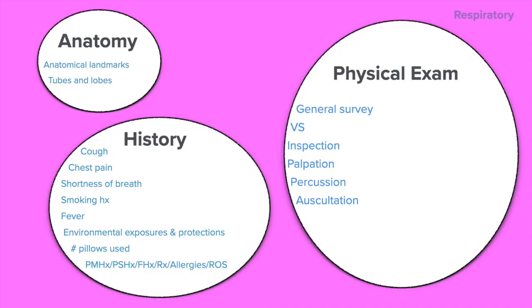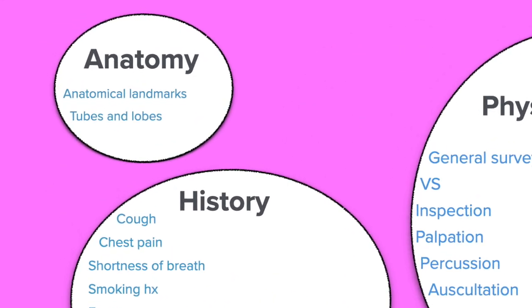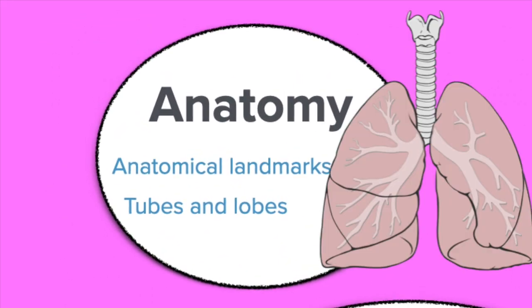Let's talk about assessment of the respiratory system and the thorax. During this module, we'll talk about anatomy, taking a history, and doing a physical exam on this body system. Let's start first with anatomy.